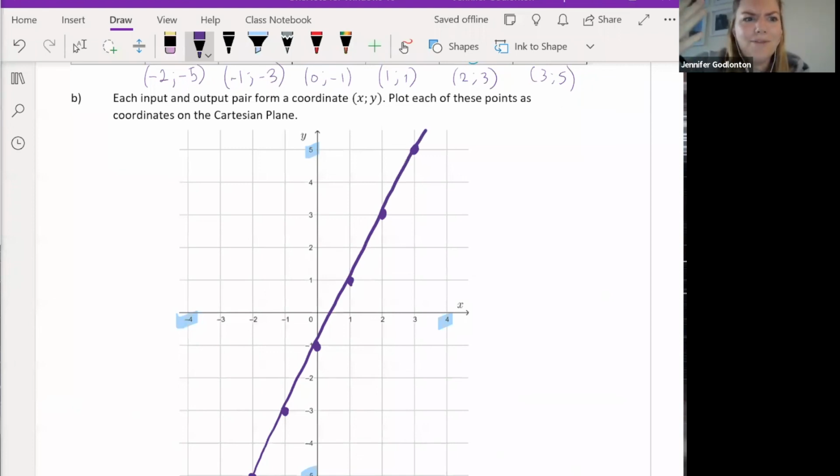Geez, that's a weirdly straight line. Maybe I'm developing like a superhuman power here or something.